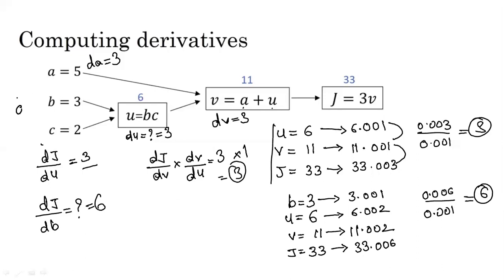So dj upon db came out to be 6. Okay, so what this indicates is that if you increment the value of b by 0.001, then the value of j will increment by 0.006. Or if you do a one-unit increment in the value of b, then the value of j will change 6 times as much. Okay, this is the value of b and this is j. Okay, so this can be learned from this derivative.